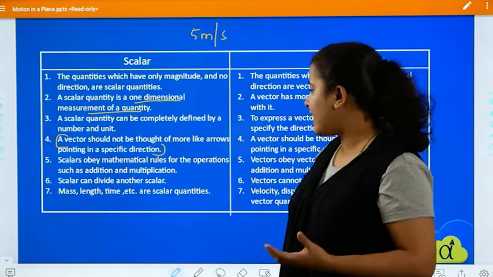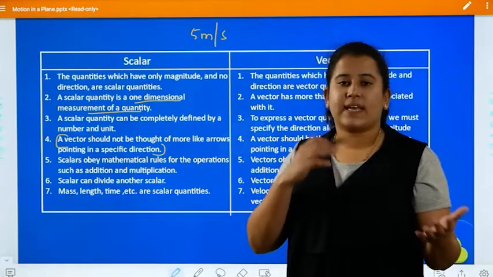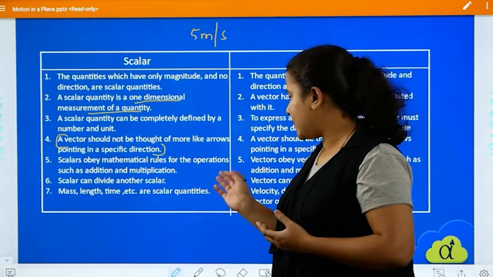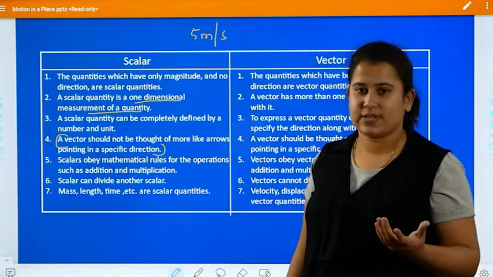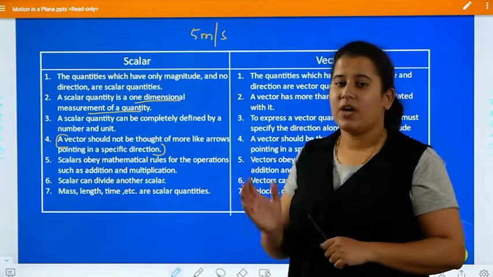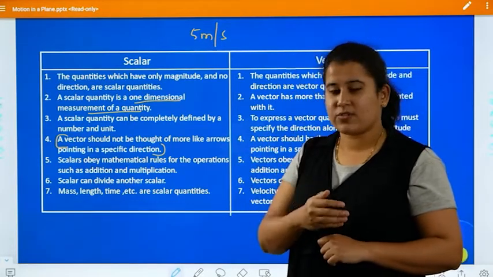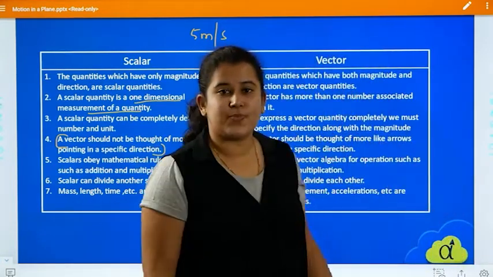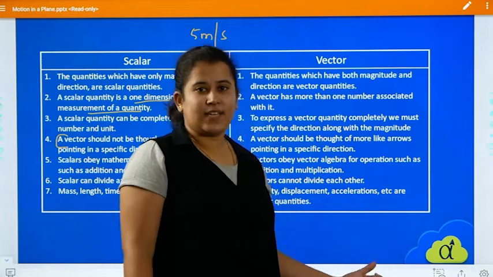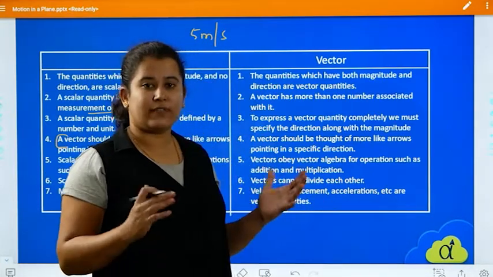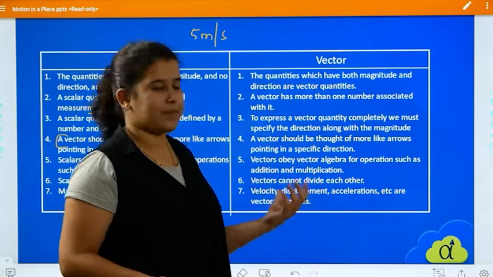Then scalar can divide another scalar. So scalar is divisible also. Example, mass, length, time, etc. are all the scalar quantities. So these are the differences between, or the characteristics of, scalars also. And if they ask you a question based on the difference between scalar and vector, you can give this. Generally they ask you that question, but for the characteristics also you can refer to the same.